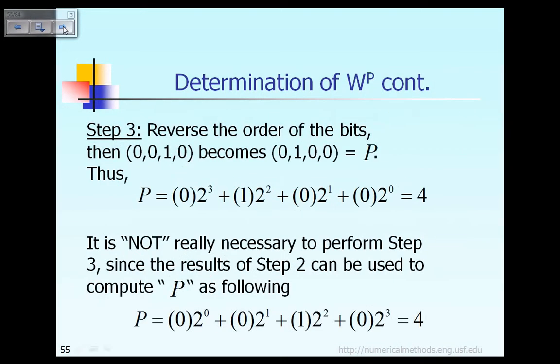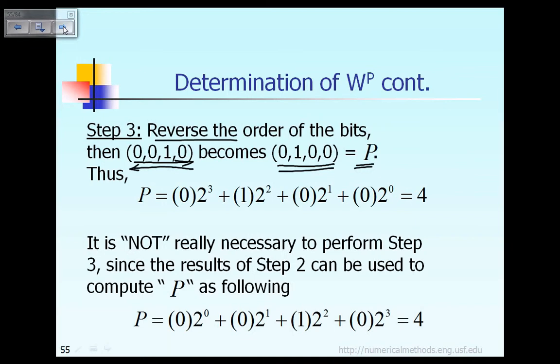Number 3, we reverse the order of the bits. So when you reverse the order, 0, 0, 1, 0 becomes 0, 1, 0, 0. If you reverse the order, that means you go the opposite direction, and after you reverse the order, whatever you got here should give you the value of p, which is the power that you're supposed to raise over the variable w.